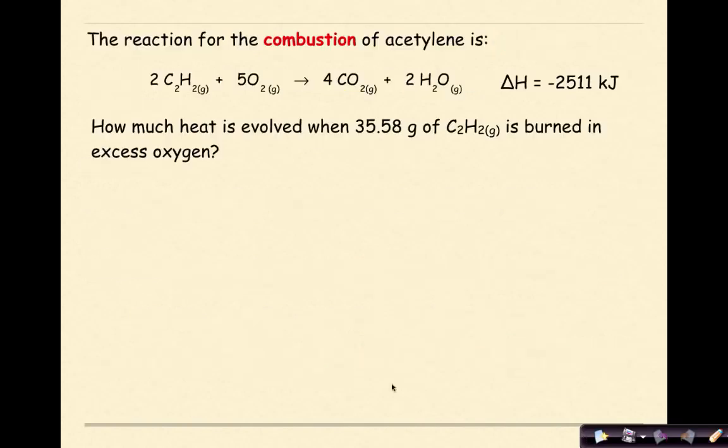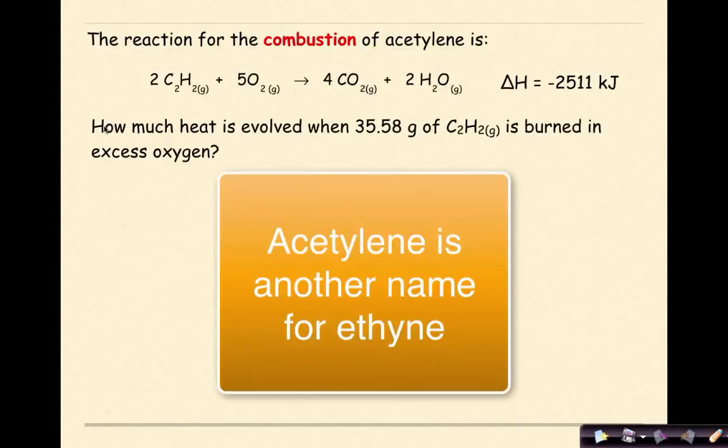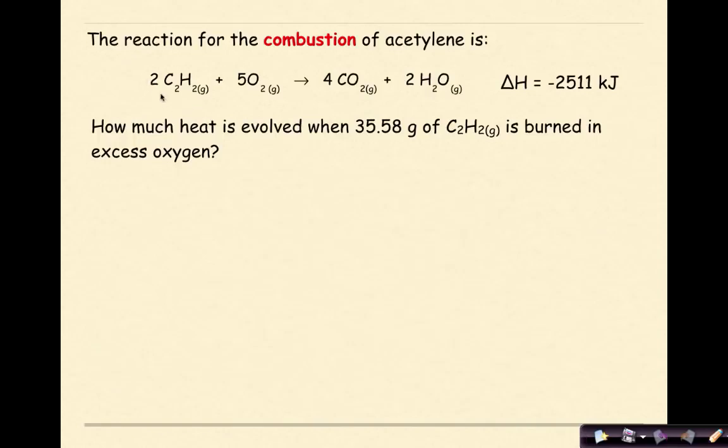Let's look at another example. The reaction for the combustion of acetylene is as follows. So I have 2 moles of C2H2 plus 5 moles of oxygen yields 4 moles of carbon dioxide and 2 moles of water. And overall, I'm going to have a delta H of negative 2,511 kilojoules. How much heat is evolved, which we know is just another word for released, when 35.58 grams of C2H2 is burned in excess oxygen. And one thing that we can recall here is that since they're saying excess oxygen, we don't have to deal with a limiting reagent problem, which is awfully nice.